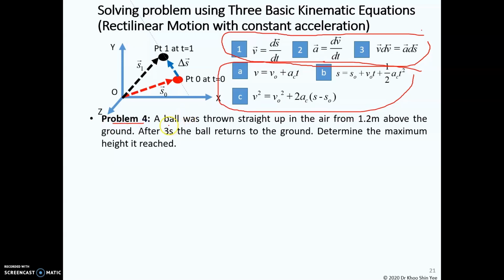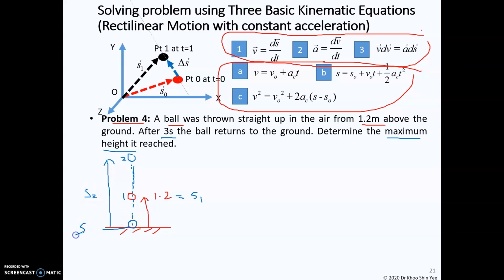In this problem, a ball was thrown straight up in the air from 1.2 meter above the ground. So let's say this is the ground. Above the ground 1.2 meter, you have a ball. You can imagine the ball moves to the maximum position here and then falls back to the ground in 3 seconds. We want to know what is the maximum height it reached, which is here, denoted by S. Let this point be 1, so this is your S1. Let this point be 2, this is your S2.